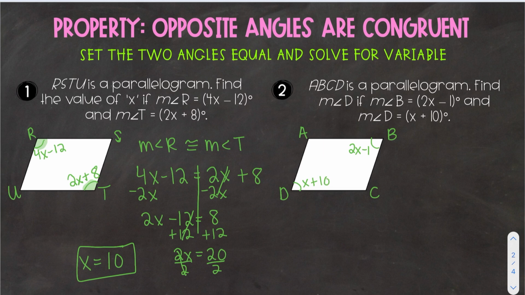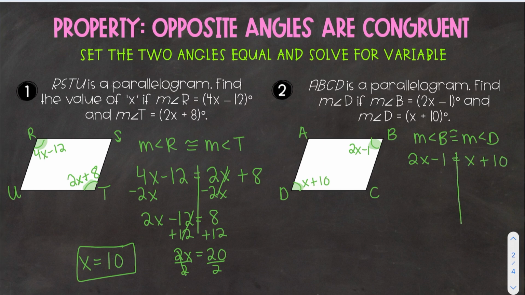And so these are opposite angles. That means that they are congruent, which means we can set the two angles equal to each other to solve for the value of x. So angle B is congruent to the measure of angle D, so let's plug it in. We can do 2x minus 1 equals x plus 10. And now we can solve for x.